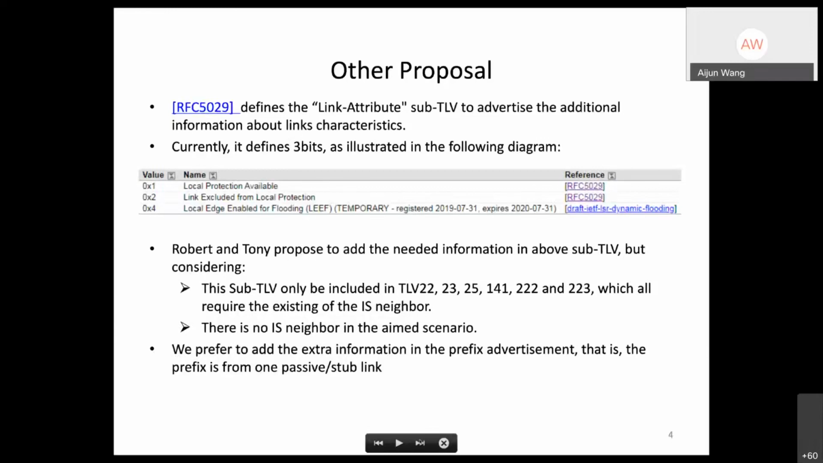But in our current scenario, there is no IS neighbor. We think it is not appropriate to put the information in this TLV. So we prefer to add the extra information in the prefix advertisement. That is to say, the prefix is from a passive or stub link. Next slide, please.